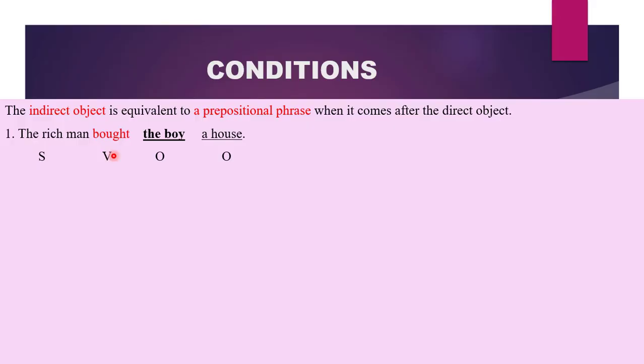We can rewrite these sentences. For example, the rich man bought the boy a house. Who is benefiting from the action? The boy, our indirect object. And we have our direct object. If we rewrite this sentence, we will have the rich man bought a house for the boy. The rich man will still remain our subject. Bought will still remain our verb.